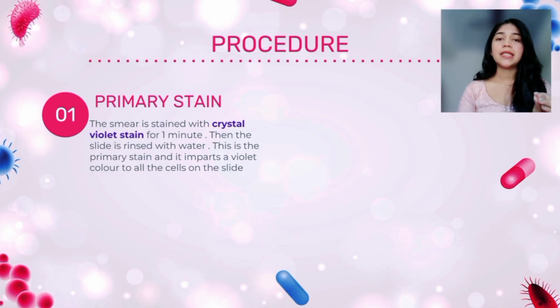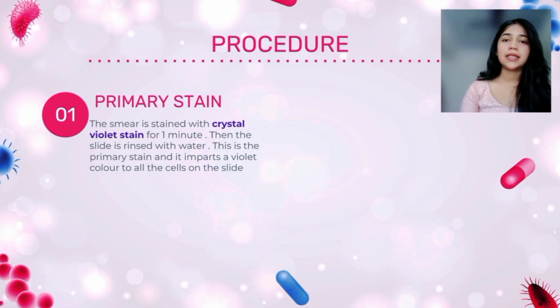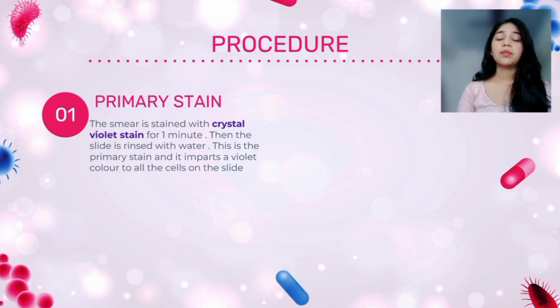It is a basic dye which enters the cell wall and the cytoplasm of both gram-positive and gram-negative bacteria, and after washing it stains everything purple. So after the primary stain process, whatever is on the slide will look violet, whether it's gram-negative or gram-positive bacteria.